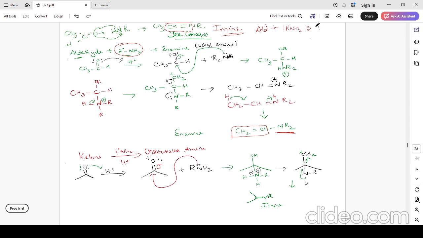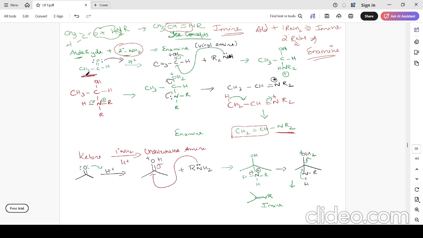I treated aldehyde with primary amine, they will form imine. If I treat it with secondary amine, they will form enamine. So the question comes, which is a favorable condition for the formation of enamine? Secondary amines, and a sterically unhindered aldehyde also should be there. Sterically unhindered aldehyde and secondary amine favor the formation of enamine.